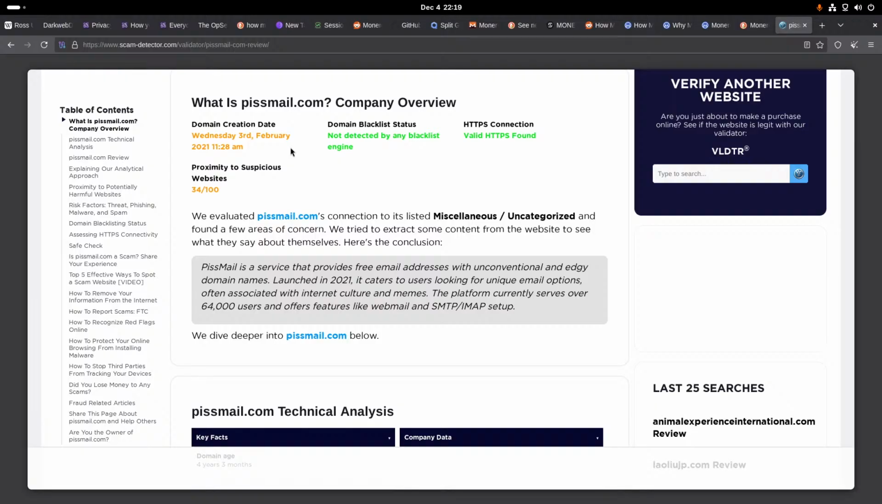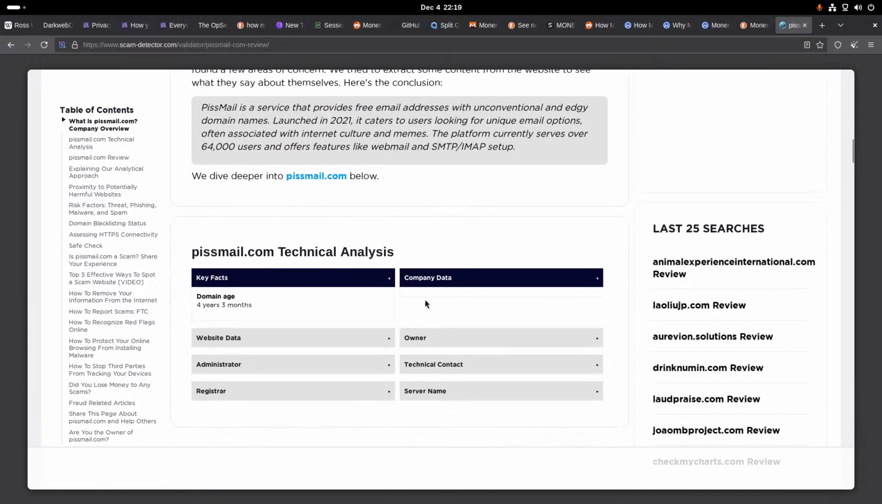Here's the conclusion. Pissmail is a service that provides free email addresses with unconventional and edgy domain names. Launched in 2021, it caters to users looking for unique email options often associated with internet culture and memes. The platform currently serves over 64,000 users and offers features like webmail and SMTP and IMAP setup. We dive deeper into Pissmail.